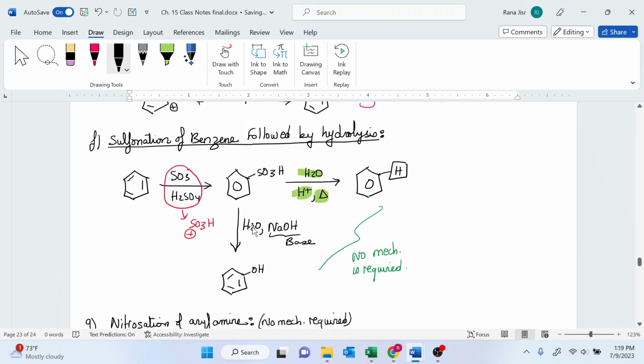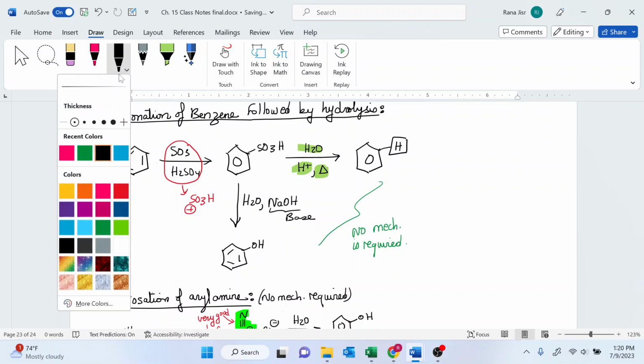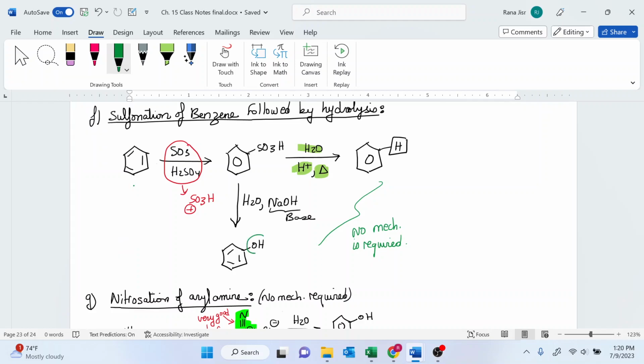Another way is if you add water in presence of a base. So this is water in presence of an acid. This is water in presence of a base. If you're adding water in presence of a base, then in this case you are substituting the sulfonic acid with the OH. The mechanism here goes by a nucleophilic substitution, but you are not responsible for this mechanism. All you're responsible for is the reagent and the reaction itself. So over here, I will form a phenol, and this is one way to make phenols. You start with benzene sulfonic acid, you add water in presence of a base.